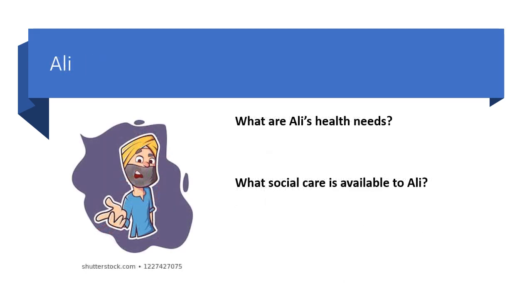Ali is 67 and has recently retired. He has been enjoying his retirement by spending as much time with his 7 grandchildren as he can. Ali has recently noticed that his knuckles on his hands have become bigger, and this makes it difficult to lift his grandchildren up and to push the pushchairs around.